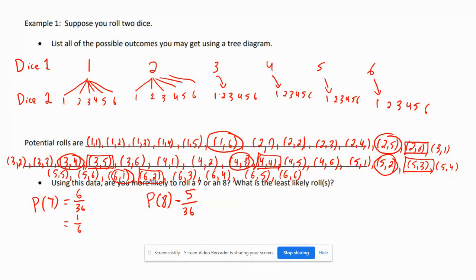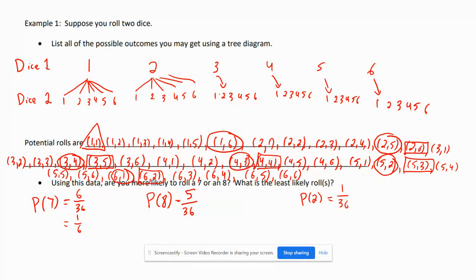Now, what are the least likely rolls? I can say the two least likely rolls are a sum of 2. The only way I can get a sum of 2 is with this one over here.